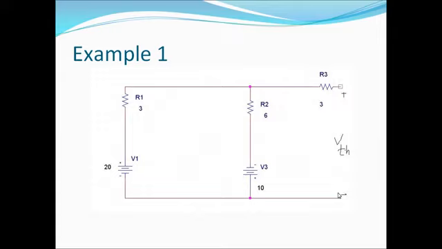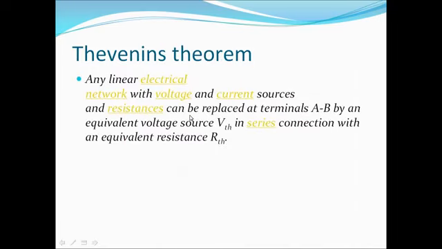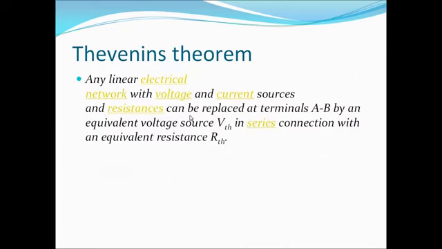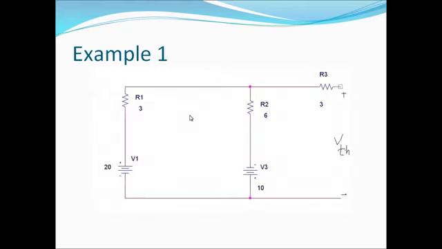We need just one voltage source and one resistance. That is the Thevenin's equivalent. This is the complex circuit. Thevenin's theorem will help us to simplify this circuit into just a voltage source in series with an equivalent resistance called Thevenin's resistance. So you can see here many voltage sources can be replaced at terminal A B by an equivalent voltage source in series with equivalent resistance.